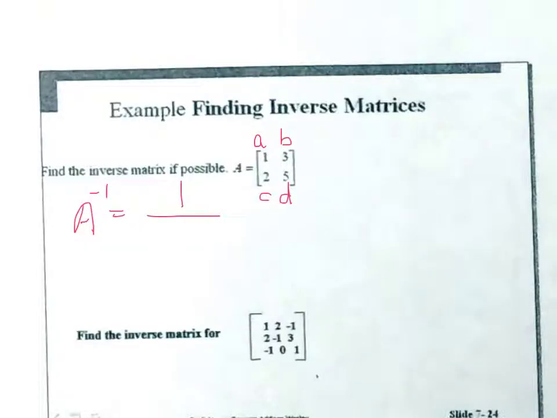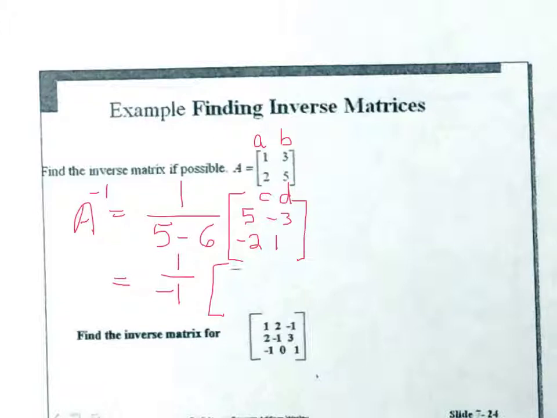So here, you're going to have 1 over A times D, which is 5, minus B times C, which is 6. You switch the order of A and D, so it's 5, 1, and change the sign of B and C. Now you simplify. 5 minus 6 is negative 1. 1 divided by negative 1. Just recopy.